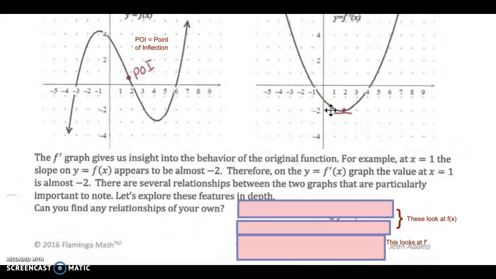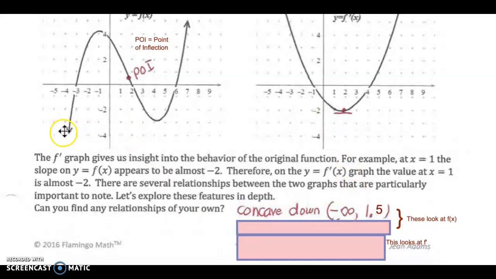Okay, so there are several relationships between the two graphs that are particularly important to note, and we're just going to look at these and go into more depth on the next page. So the first thing to look at is concave down. It's concave down, and I changed that number because I think it's more of a 1.5 than 1.8, what they had. But it's concave down from negative infinity, because it starts out that way, to 1.5. And then it changes to concave up from 1.5 to positive infinity.